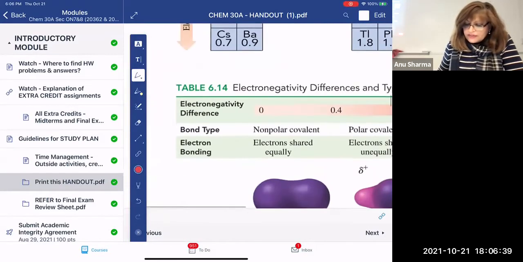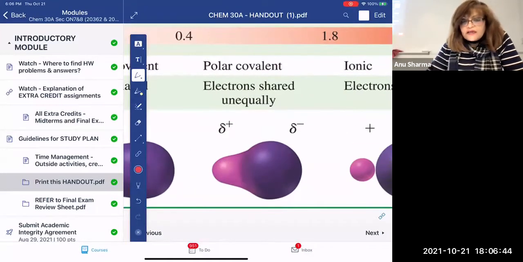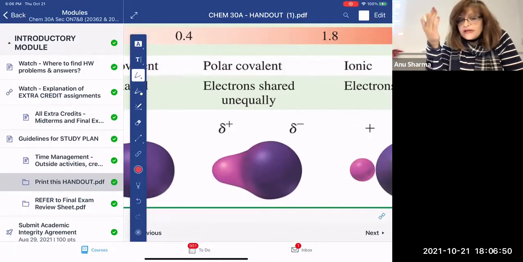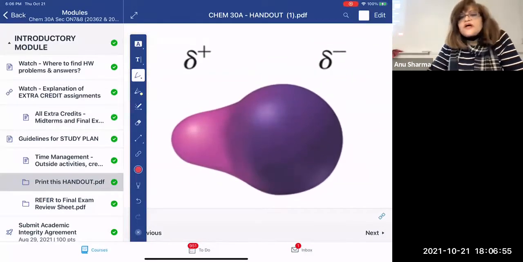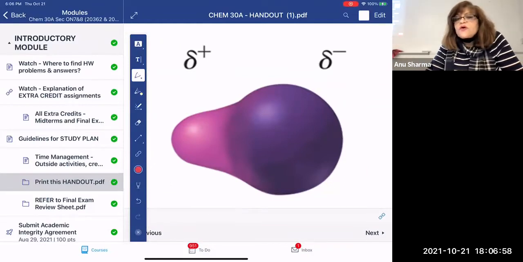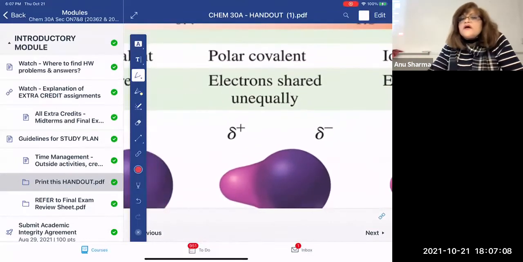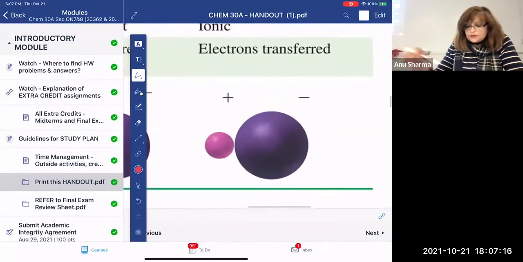On the other hand, when you have the electrons shared unequally, in other words, one atom is more electronegative than the other one. So in that case, a slight negative charge is formed on one side of the molecule and a slight positive charge is formed on the other side of the molecule. Then what happens? In that case, there is a polarity. This is unequal sharing of the electrons, and you get a polar covalent bond.